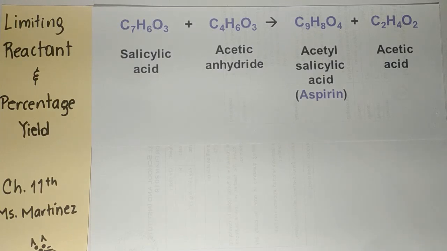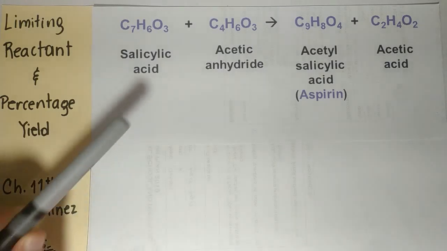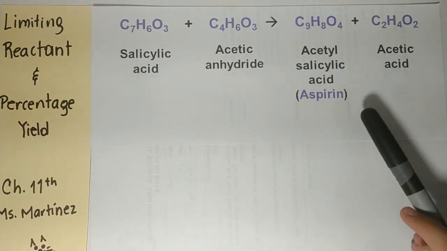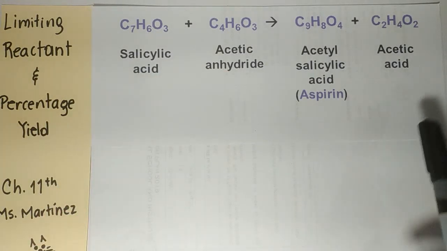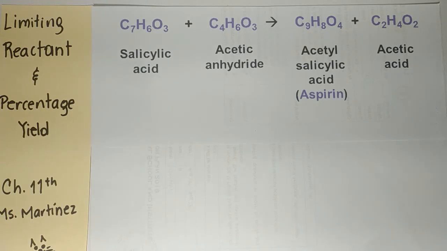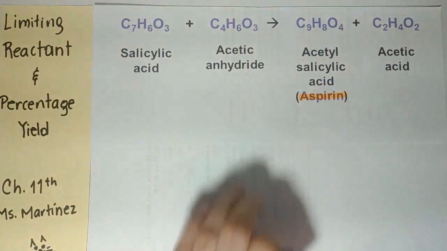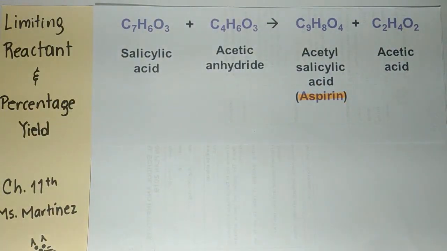In this reaction we have salicylic acid, acetic anhydride, acetyl salicylic acid, which is the aspirin, and acetic acid over there. That's our reaction that occurs in order to produce aspirin. This is the product that we care about for this problem.